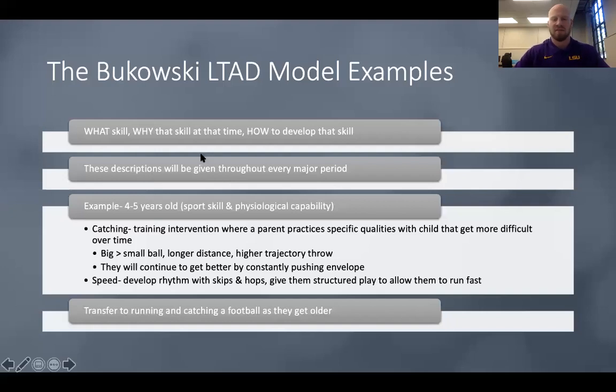So some examples of the Bukowski long-term athletic development model. Like I mentioned, in this model, we want to emphasize what skill, why the skill at that time, and how it transfers. But the main focus is how to develop that actual skill with training interventions and a periodized program. It won't be anything spectacular in a specific section, but what's important is that this is a periodized model of skills built up upon each other over this long-term period. And that's what's going to make our model even better than the current models. And it'll explain how to actually develop those skills with practice and training interventions.